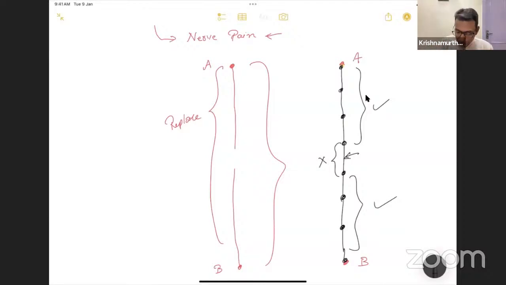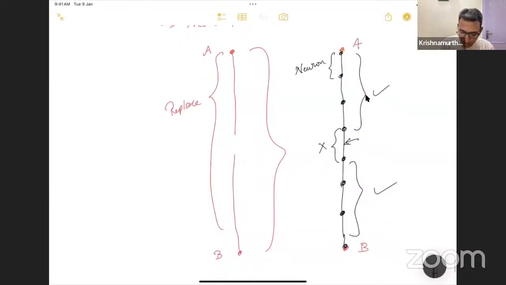So this structure, from one to this, is called a neuron. This neuron, A to B, has two parts. One which is connecting to one end, and the one which is connecting to the other end. This is called the head.